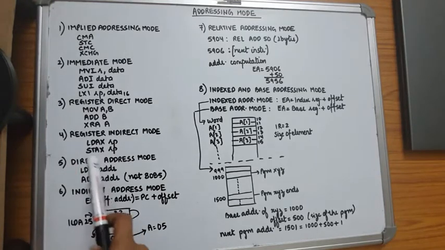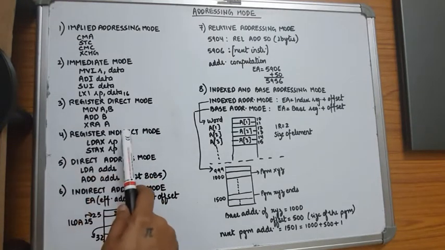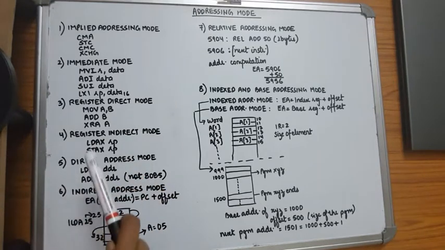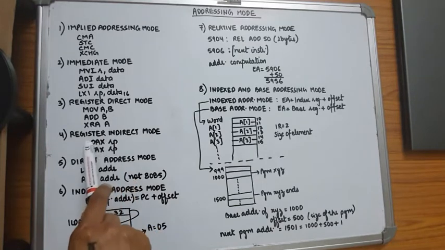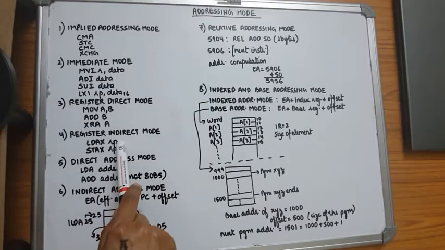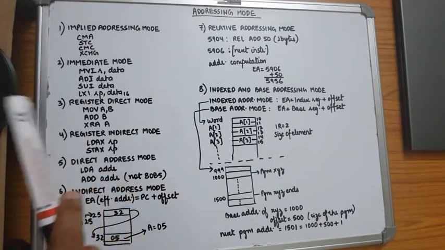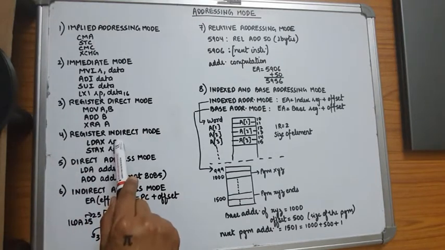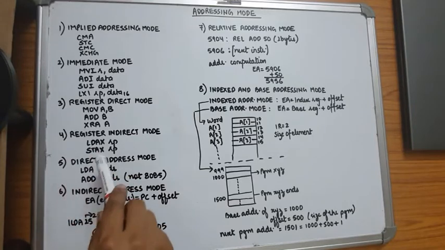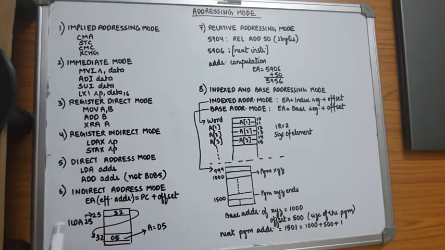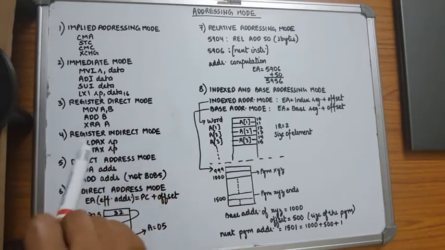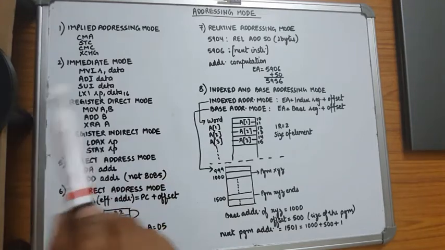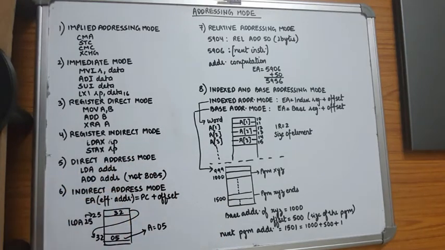The fourth category is register indirect mode. Register indirect mode says that, for example in LDAX RP, this register pair is not the source of the data, but it is actually acting as the address of the data. So when LDAX RP is required to be performed, first the contents of the register pair will act as the address, and now we will go to that address and bring the data, and then the required operation will be performed. Same in STAX RP.